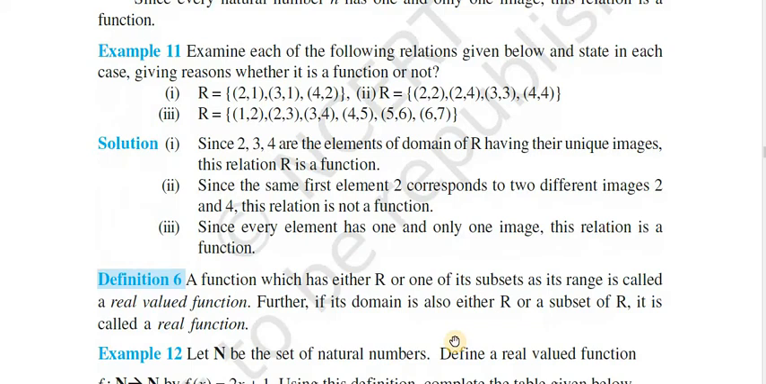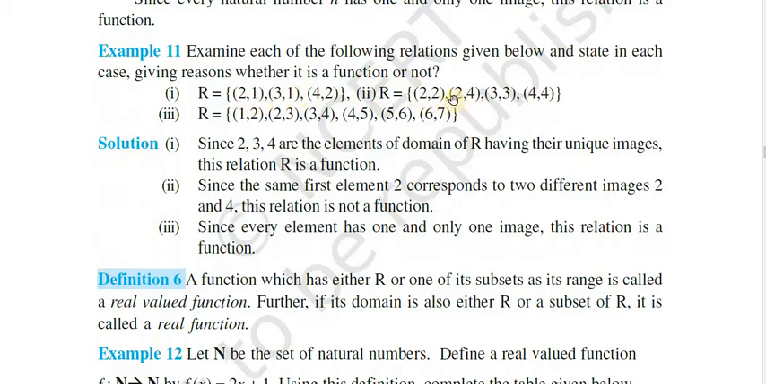Next, example number 11. Examine each of the following relations given below and state whether it is a function or not. Here R is given to you: (2,1), (3,1), (4,2). You observe this is a function. What will be the domain? 2, 3, 4. It is a function. The second element can be the same, we don't care. Only the first element: we cannot have two ordered pairs with the same first element. So this is a function.